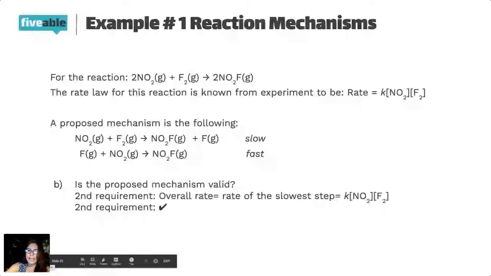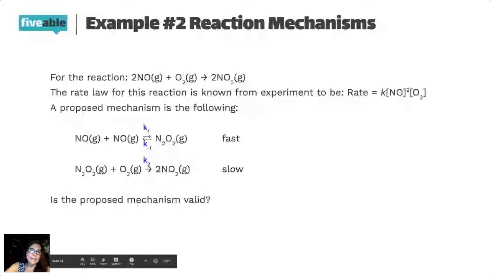Okay, let's move on to another example, a little bit more difficult. In this example, we have, again, reactions with nitrogen. Now we have nitrogen monoxide and oxygen that produce nitrogen dioxide. Again, they gave us the rate law obtained by experiment. And now the proposed mechanism is the following.